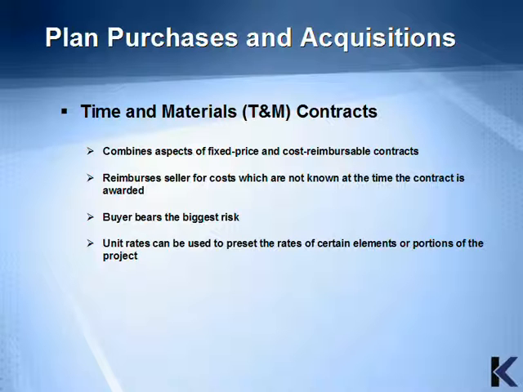The last type of contract that we'll cover is the time and materials contract. This combines aspects of fixed price and cost reimbursable contracts. It reimburses the seller for costs which are not known at the time the contract is awarded, and the buyer bears the biggest risk. Unit rates can be used to preset the rates of certain elements or portions of the project. This concludes our discussion of plan types.